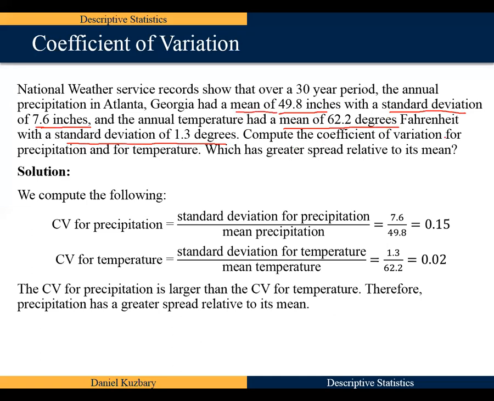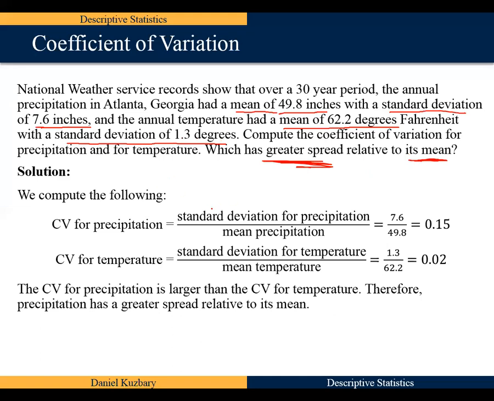So we want to find the coefficient of variation for precipitation and for temperature. And then we want to talk about which one has a greater spread relative to its mean. So we're not asking which one has a greater spread overall. That would be easy. Which one has a bigger standard deviation? Well, this one has 7.6 inches. This has 1.13 degrees. But these are on 2 different scales. This is measuring distance. This is measuring temperature. I don't really care which one's bigger overall. I want to know which spread is bigger relative to its mean, so on its scale.